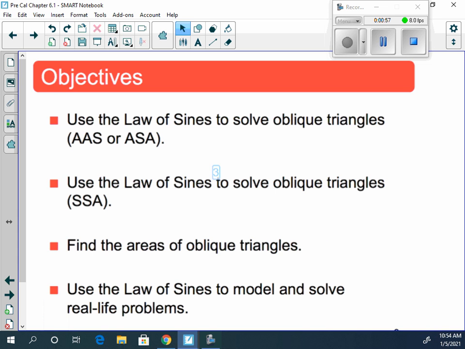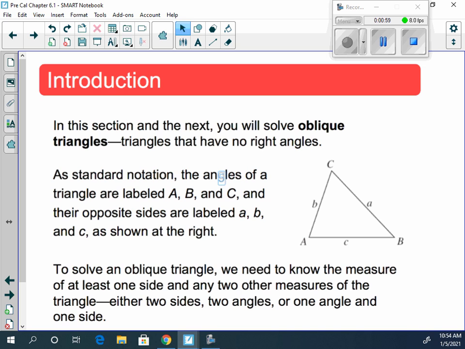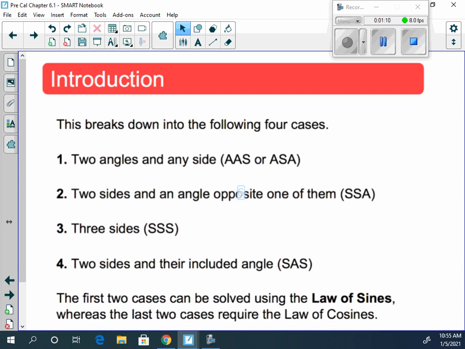So law of sines. We have this here, introduction. In this section, we'll solve oblique triangles that are not right. Either acute, where all three angles are less than 90, or we're going to have one that's greater than 90. And we have it set up in this way. Now, there are 4 different setups that we can have.